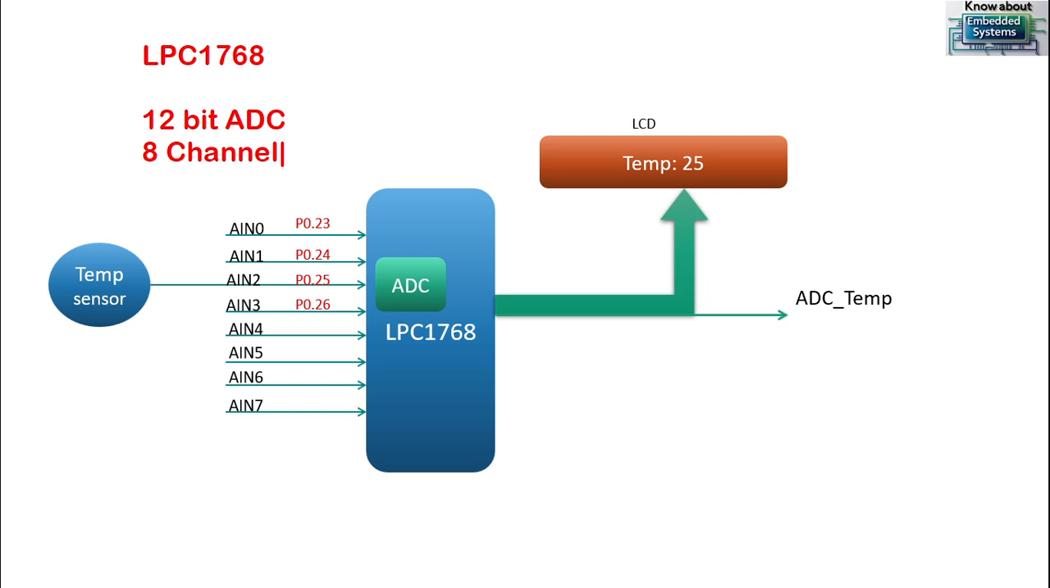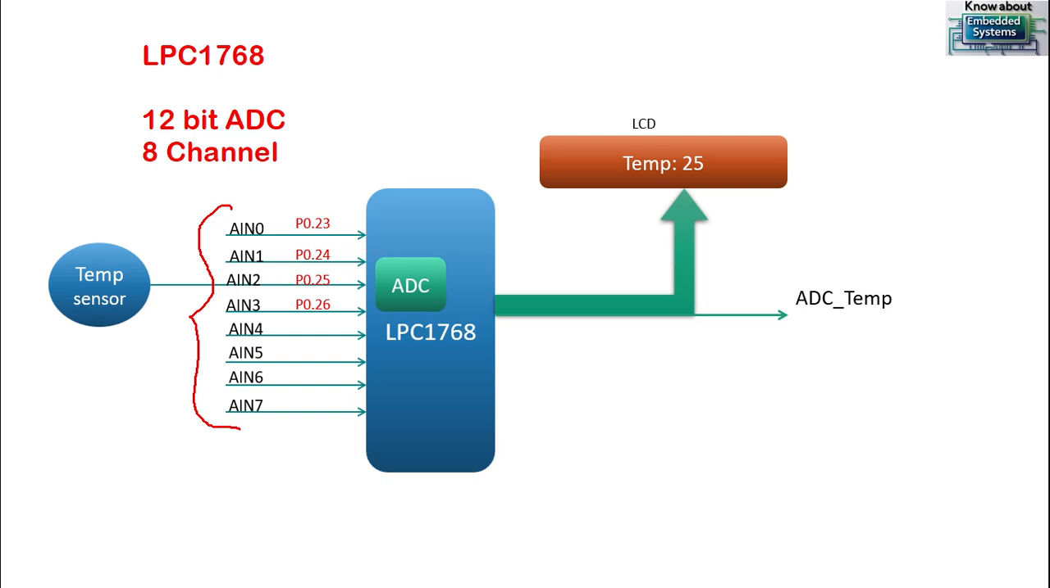What you're seeing on the screen here, these channels are nothing but analog input channels, and they have given some names like analog input 0, 1, 2, 3 up to 7. You can also see the pin numbers here, which are connected to port 0.23, 0.24, 0.25 and P0.26. So we have the LPC1768 microcontroller with a 12-bit ADC inside, and 8 different analog inputs, and the numbering is mentioned here.